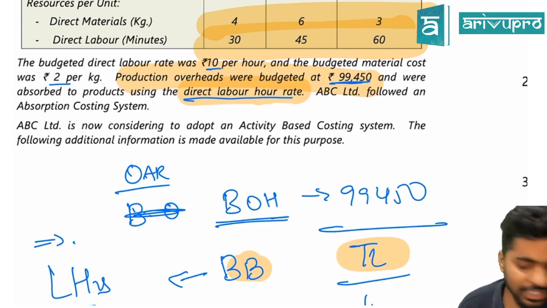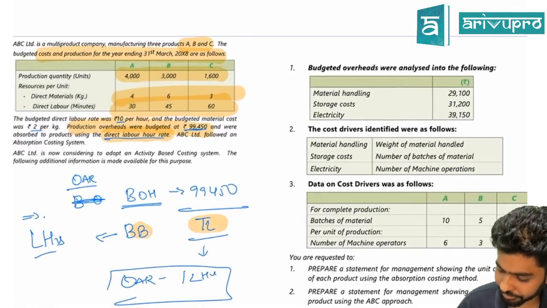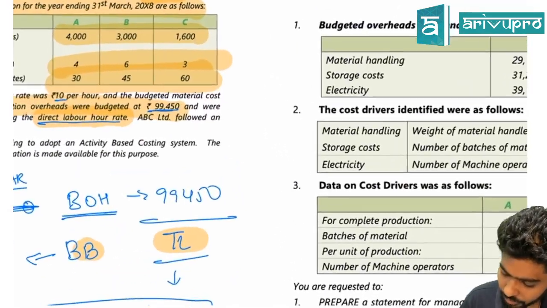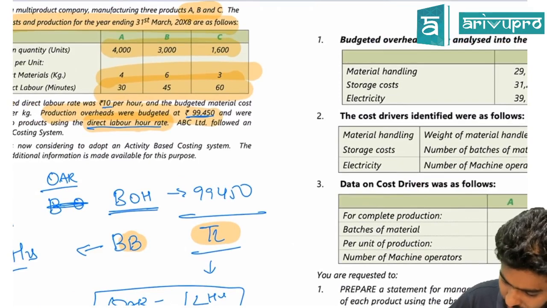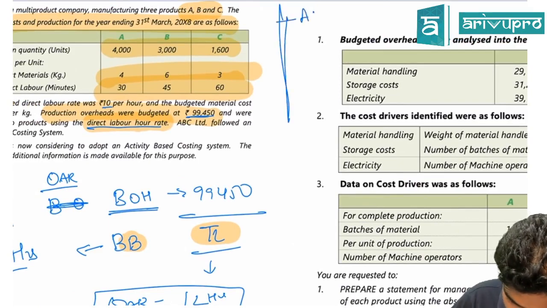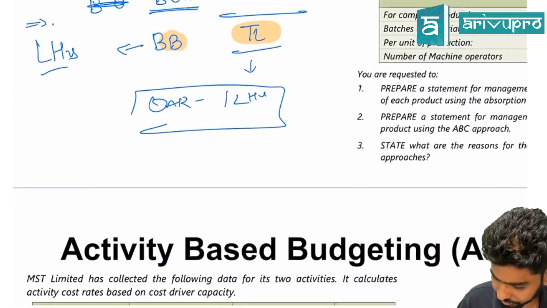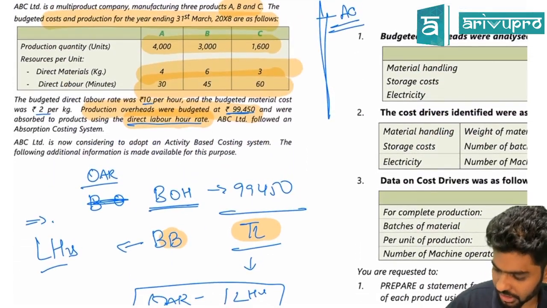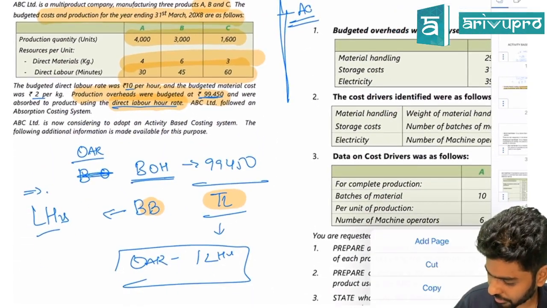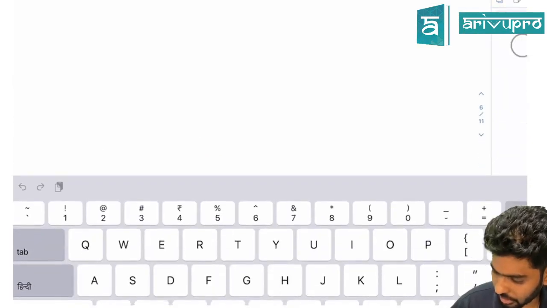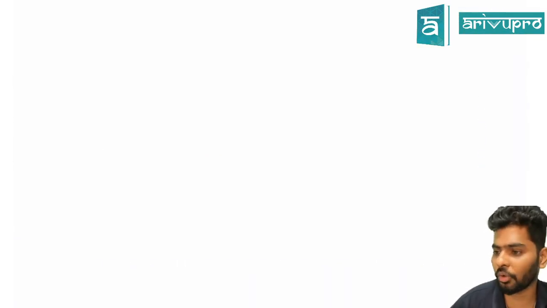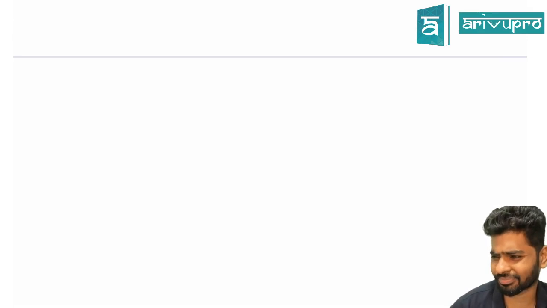Others, are you having any issue? Okay, now see here. For ABC costing, first let me do the absorption costing, then we'll get into the ABC costing. How does it work? Now how do we do this one?